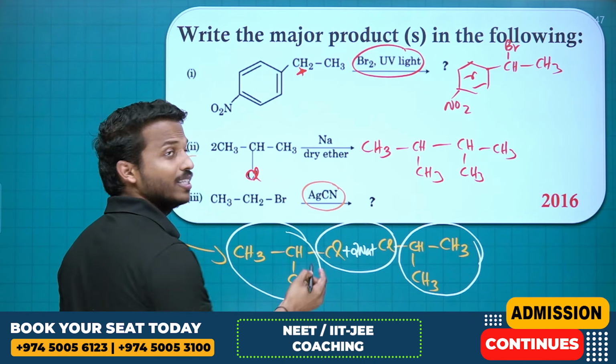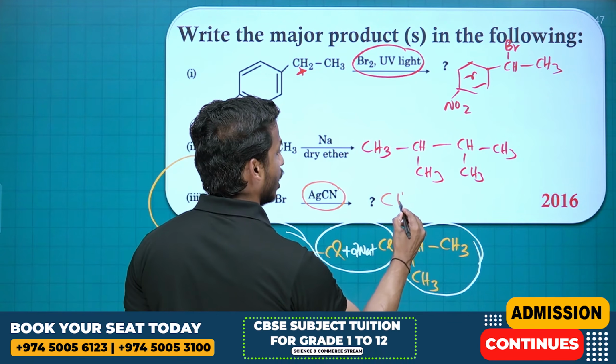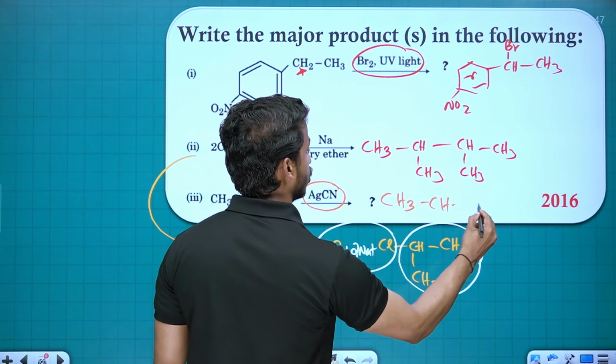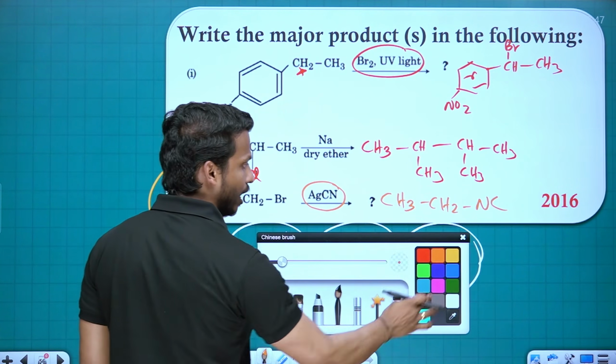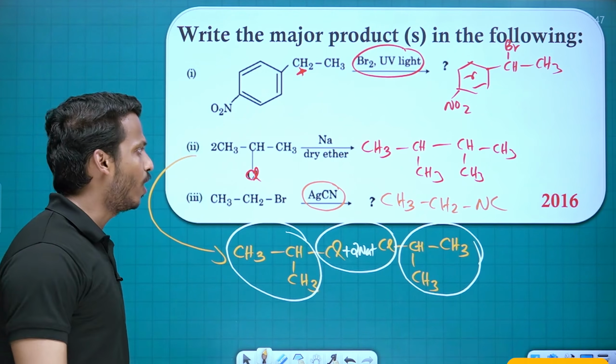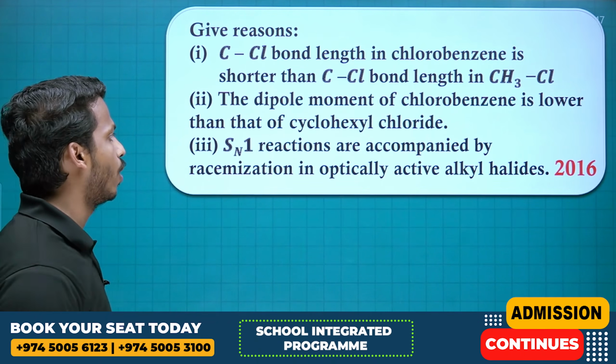And what is this? Haloalkane reacting with AgCN. You will get isocyanide, right? You will get CH3CH2NC. You will get ethyl isocyanide. Clear all? So study the reactions always.